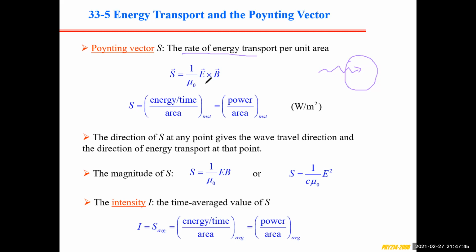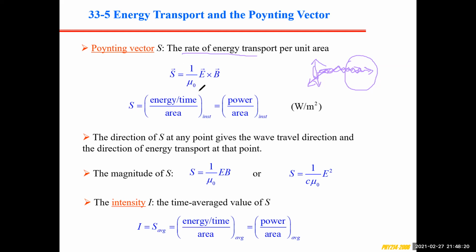Remember, E cross B gives you the direction of wave propagation. So if the wave is propagating in the rightward direction, this is the direction of energy transport, and the electric field is oscillating in this direction. The magnetic field is oscillating in and out of the page, and when you do a cross product, this is the direction of wave propagation. Okay, so everything is consistent, and the unit for the Poynting vector, of course, is power, which is watts over meter squared.